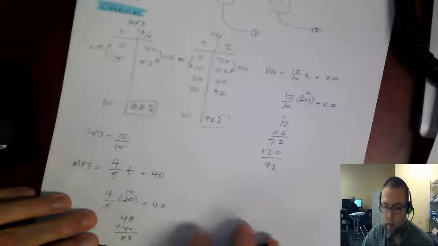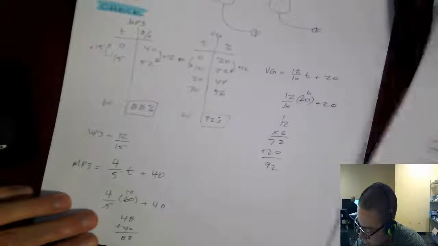Okay, so I have some answers here. Let's check, see if I answer the question. If Sam's family leaves as planned, what percent of battery will be charged for each of the two devices when they leave? So I have my answer, 88% for the MP3 player, 92% for the video game player.